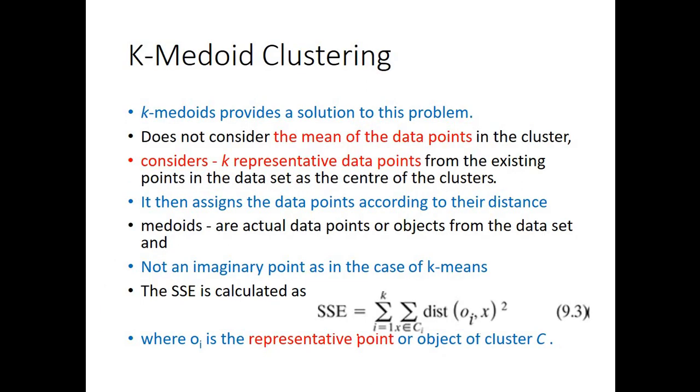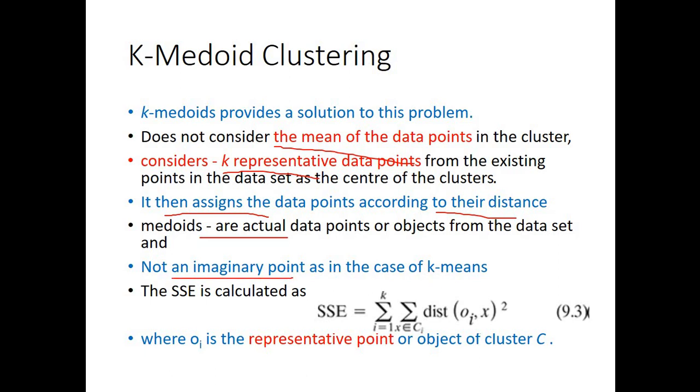K-Medoid clustering technique will provide a solution where we have outlier points in the data set. K-Medoid clustering does not consider the mean of the data points as the center, rather it will consider one of the points as the representative data point, the center of the cluster. It then assigns the data points according to their distance to this representative data point. So medoids are actual data points or objects from the data set, and not an imaginary point as in the case of K-means clustering.